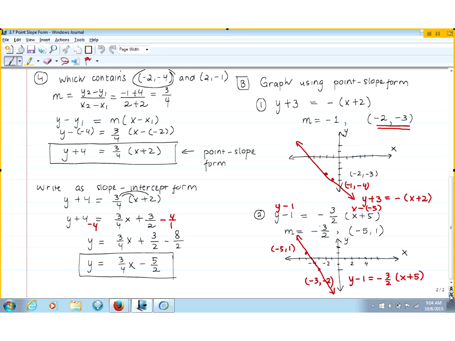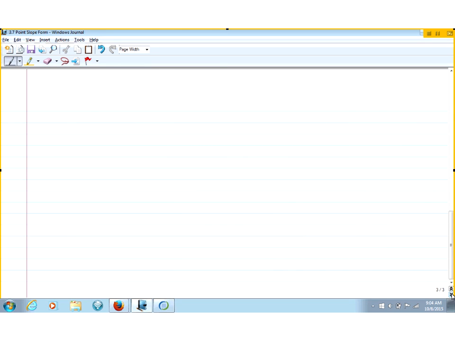Let's do one more. So C, number 3. So let's graph y minus 5 is equal to 3 times x plus 2. So this equation is in point slope form.